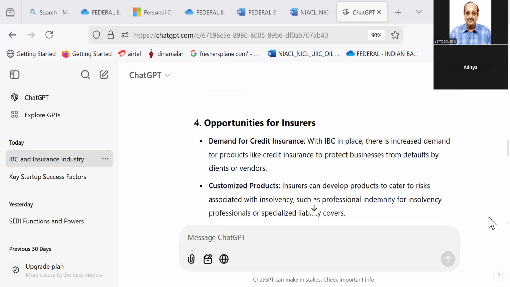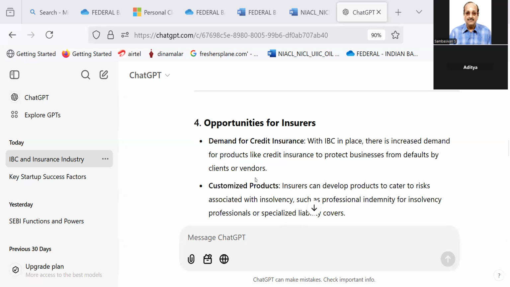Demand for credit insurance. With the IBC in place, there is increased demand for products like credit insurance to protect businesses from defaults by clients or vendors. Customized products: insurers can develop products to cater to risks associated with insolvency, such as professional indemnity for insolvency professionals or specialized liability covers.